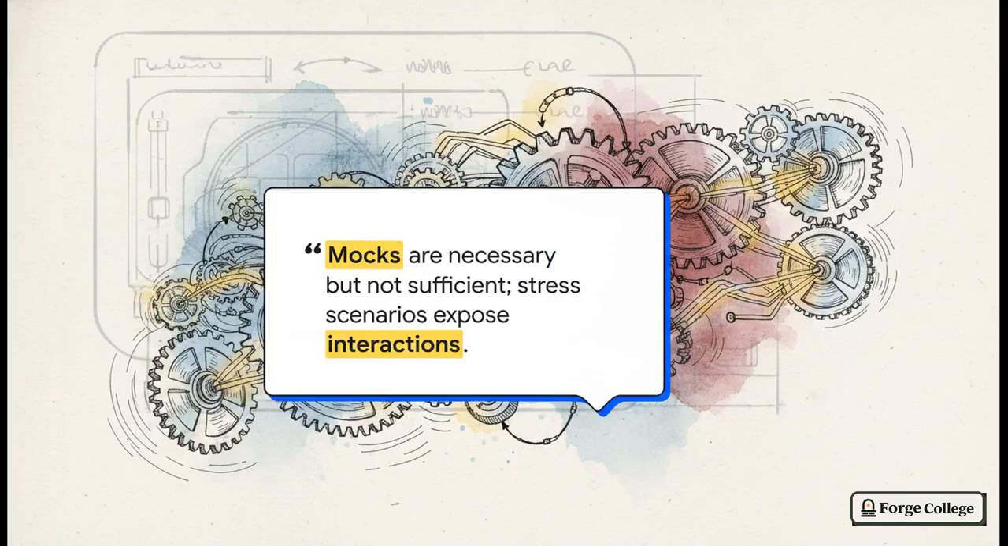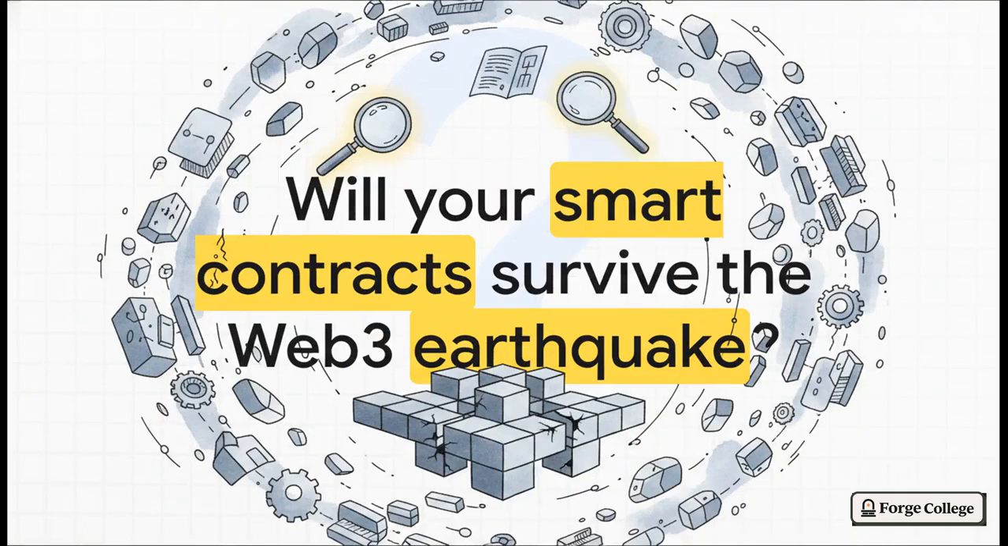As the final architect's note on our schematic states, isolated mocks are necessary, but only concurrent stress scenarios reveal how the entire system truly interacts under pressure. You can't just test the parts, you absolutely must test the whole machine while the engine is redlining to expose those sneaky timing, contention, and gas resource bugs. So the big question, will your assembled smart contract structure hold up under the chaotic earthquake of a Web3 mainnet environment?